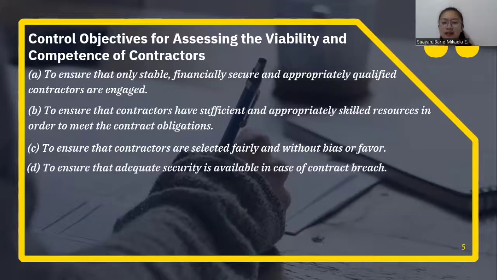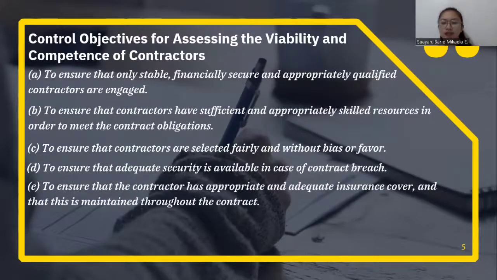D, to ensure that adequate security is available in case of contract breach. E, to ensure that the contract has appropriate and adequate insurance cover and that this is maintained throughout the contract. In this objective, mahalaga malaman kung anong insurance ang meron ng isang contractor dahil sa trabaho nila ay hindi masasabi ang aksidente. Mas okay na yung prepared ang insurance and maintained throughout the contracts.